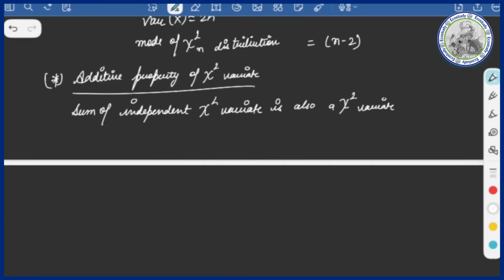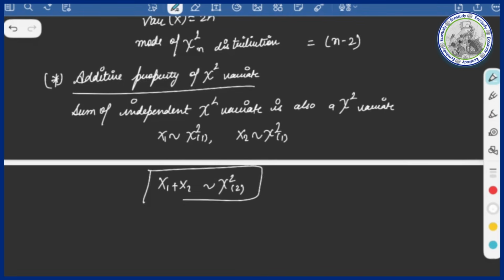Okay, that is, if x1 follows chi-square with 1 degree of freedom, x2 follows chi-square with 1 degree of freedom, then x1 plus x2 will follow chi-square with 2 degrees of freedom. That is what it means: independent chi-square variates are additive in property.